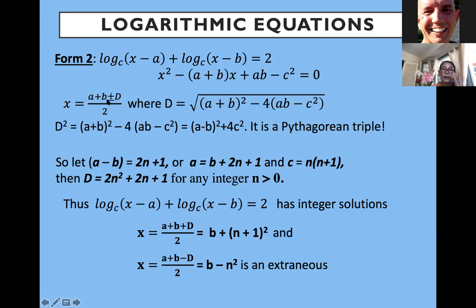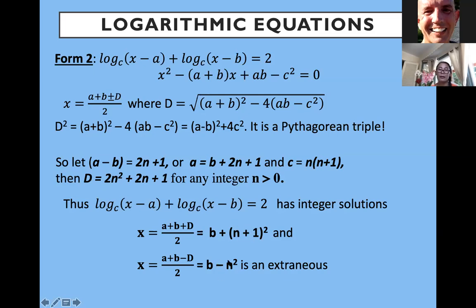Then I will have my answer simplified in this form right here. And again, you notice that this number here is always bigger than B. And it's not just bigger than B, but it's also bigger than A, because A equals B plus 2n plus 1. This one here has 2n plus 1, and then plus n squared. So therefore, this one is for sure bigger than A as well. So therefore, this one is always the answer.